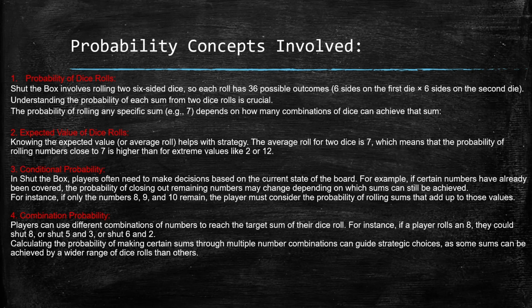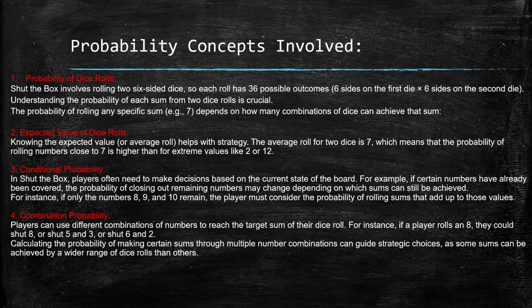The second one is the expected value of a dice roll. Knowing the expected value helps in our strategy. If we know that 7 has the maximum probability as the sum of the two dice, we can choose the combinations accordingly. Next, conditional probability. In the game, players often need to make decisions based on the current state of the board.